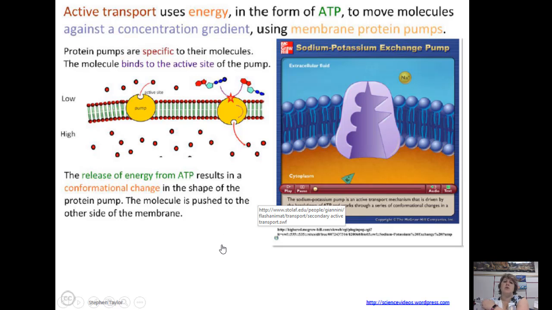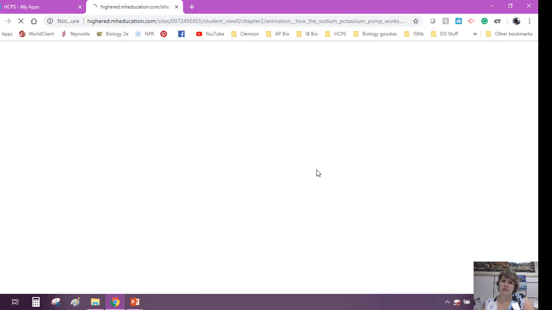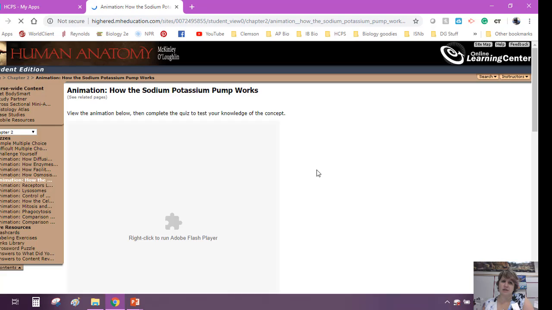All right, you do need to know the details of the sodium-potassium pump and how that works. Protein pumps in general, not just the sodium-potassium pump, but all protein pumps, are specific to the molecules that they're going to move. The molecules will bind to an active site inside the pump, and then the release of the energy from the ATP will cause a conformational change in the shape of the protein pump. So the last animation was really good at showing the overall structure, but it did lack a lot of key essential details on how the protein pump worked. It oversimplified that. So I do want to show you this video that will go through that in more detailed and correct information.